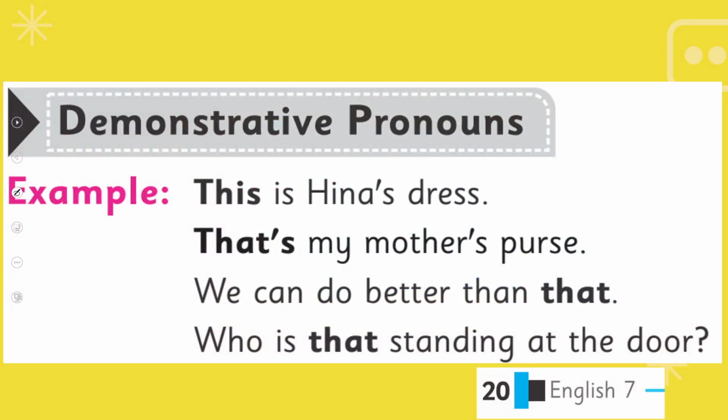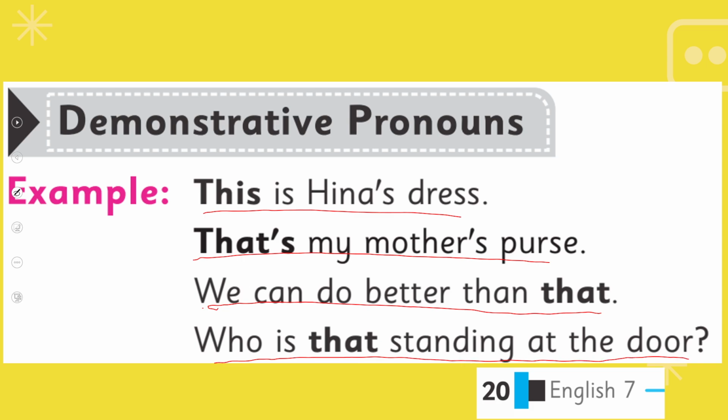Now, let's try to read the examples first. This is Hina's dress. That's my mother's purse. We can do better than that. And who is that standing at the door? So this and that, these are our two demonstrative pronouns. Also, we have used that over here and over here. This is Hina's dress. We use this for something that is near and that for something that's a little further.